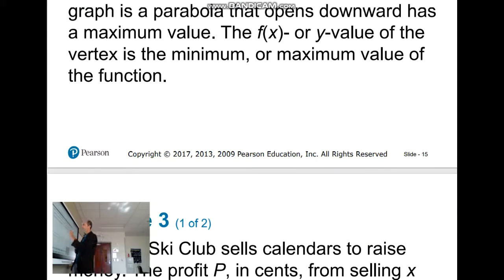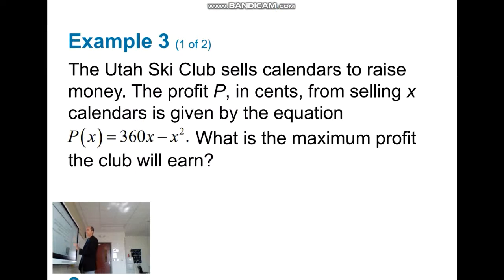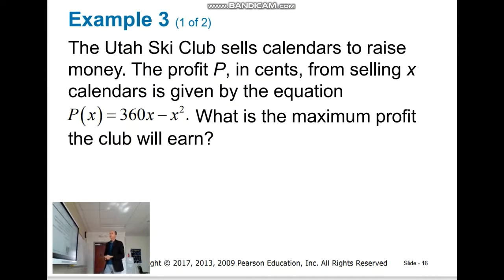Let me just draw the pictures here so you can understand. This is a parabola that opens upwards, and this is a minimum, right? If it opens upwards, you have a minimum. This point is the lowest point. If you have a parabola that opens downwards, you have a maximum. This is the highest point, the top of the parabola. And we can apply this to the example.